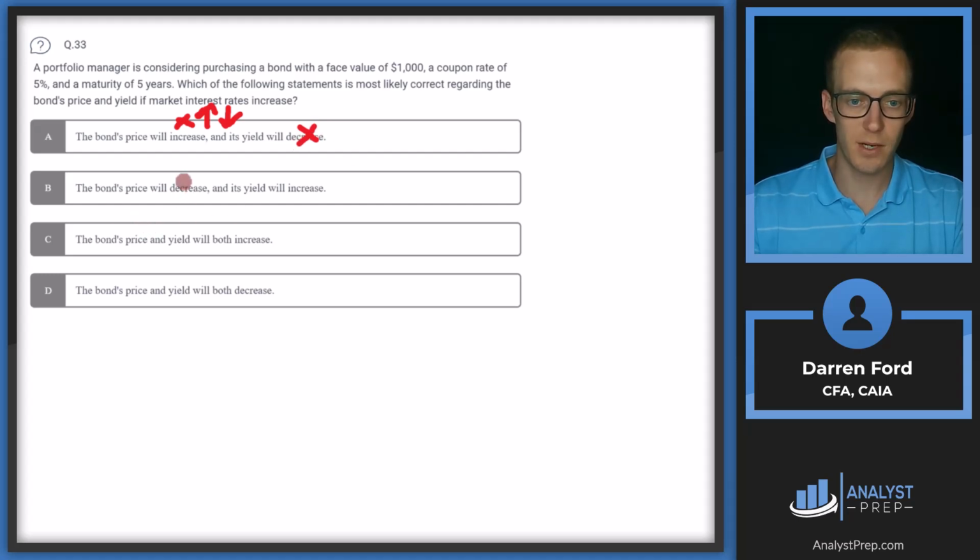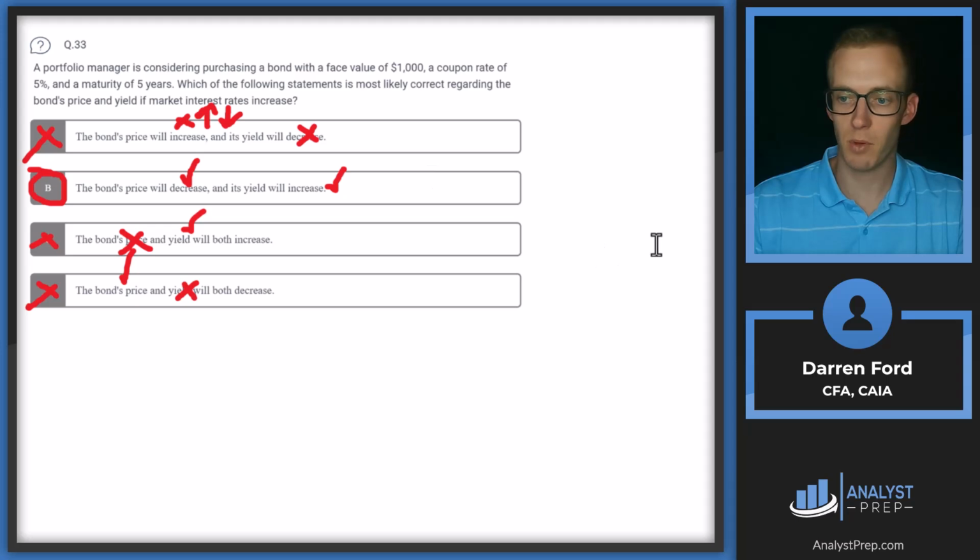B, the bond's price will decrease. Yes, and its yield will increase. That's also going to be correct. So it looks like B will be our answer. And then C, the bond's price and yield will both increase. Price will not increase, yield will. So we can rule out C. And then for D, the bond's price and yield will both decrease. Price will decrease, but yield will not. So we can rule out D.